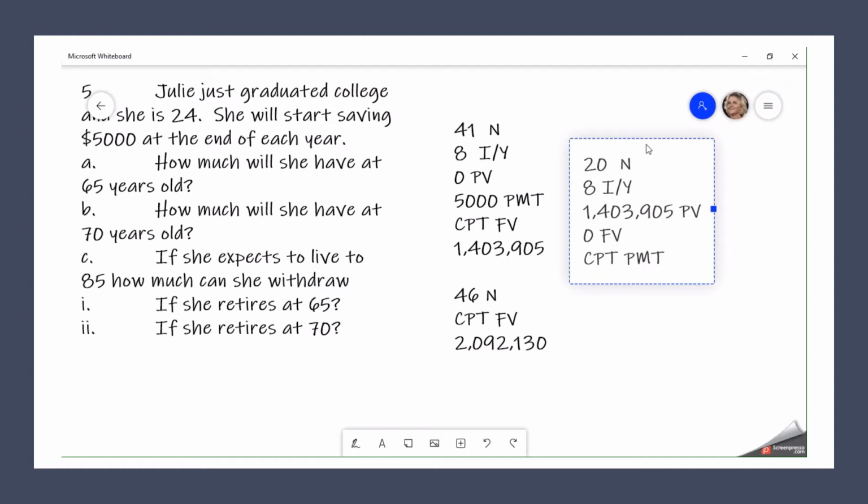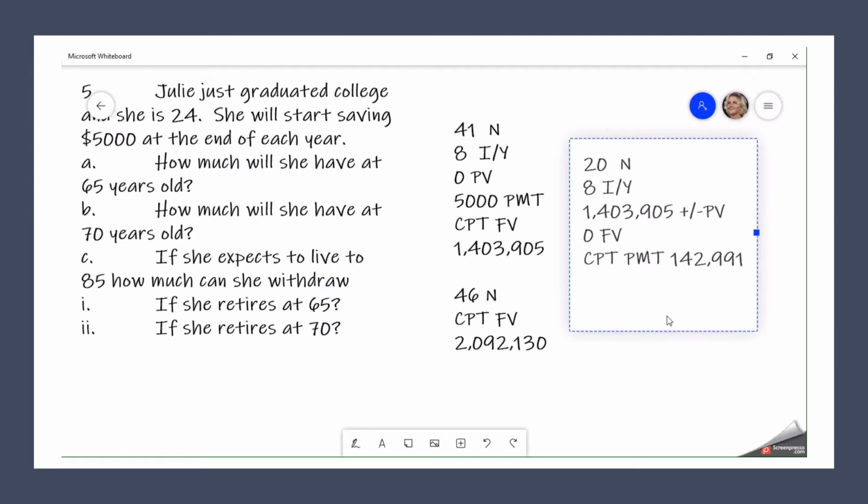Okay, so then coming back, 20 is our N, 8's our IY, $1,403,905. Make that negative by hitting the plus or minus button. Slide that in there. That is our present value. Zero out that future value and compute the payment. She would be able to withdraw $142,991 if I round it to the nearest dollar. So that is an awesome retirement.